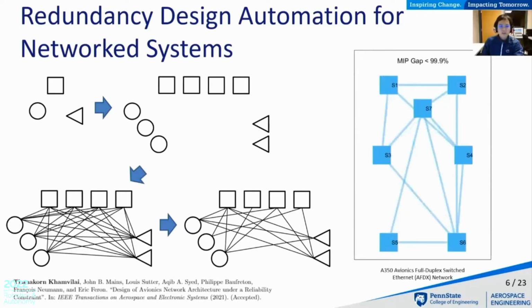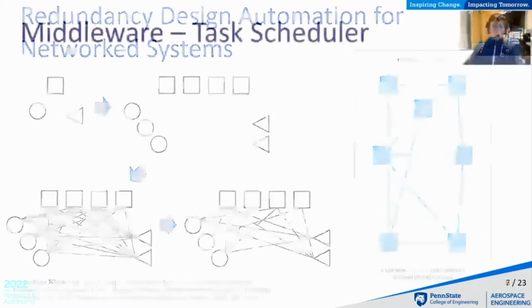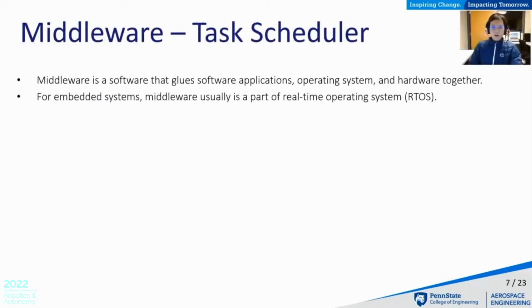Starting with a single Ethernet switch, the entire network can be constructed to satisfy the required reliability. Now we look at the middleware. Middleware is a special type of software that glues together software applications, operating system, and hardware. In embedded systems, middleware usually refers to a real-time operating system, or RTOS.